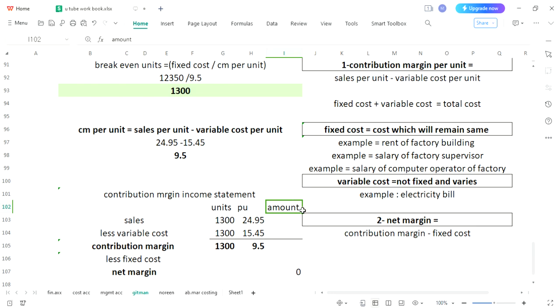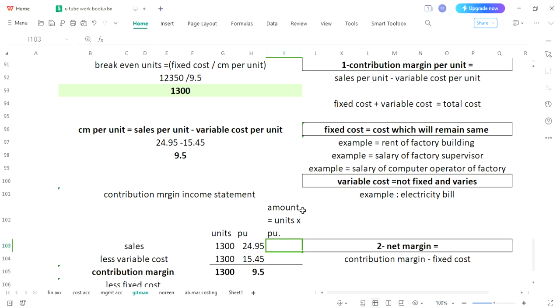It's a simple concept, and we have discussed it in almost each chapter. How do you calculate your total cost or total amount? When your units are multiplied with per unit. So here your number of units is 1300, and then you need to multiply by 24.95, which is per unit. So we have got our sales. In the same way, variable cost is calculated by multiplying units and per unit. Units are 1300 and it is multiplied with 15.45, which is per unit variable cost. You have got your cost.